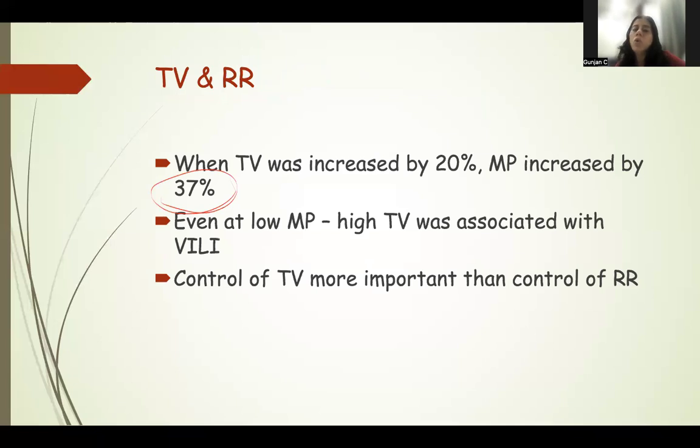So even at low mechanical power, a higher tidal volume was associated with ventilator-induced lung injury. So we cannot say that I'm going to keep the mechanical power less than 17, but I'm going to deliver a tidal volume of 9 mL per kg, because I've limited the respiratory rate and the driving pressure. We cannot take that as a surrogate, that only mechanical power is sufficient. Even when you keep a lower mechanical power, a high tidal volume is not allowed. We have to limit our tidal volume.